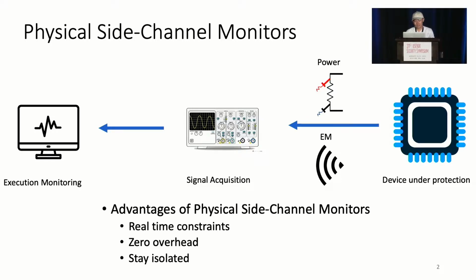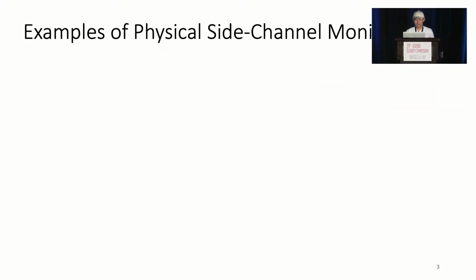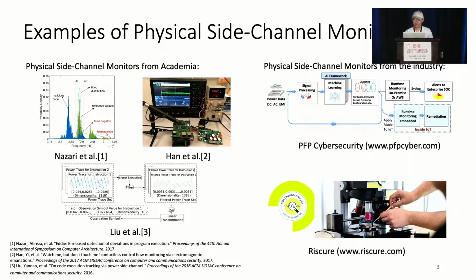These are a couple of advantages of physical side channel monitors. They meet the real-time constraints of the device. They impose zero overhead to the device. And finally, they stay isolated from the device, so they will not be targeted by the same attack vector. These are all essential for embedded systems. Over the past few years, physical side channel-based monitoring solutions are becoming very popular because of these advantages, both in academia and in industry.